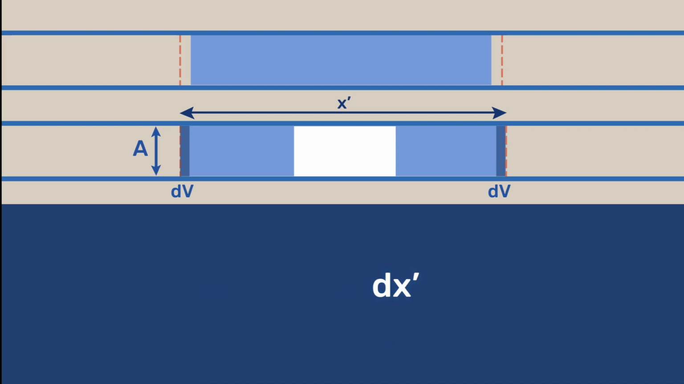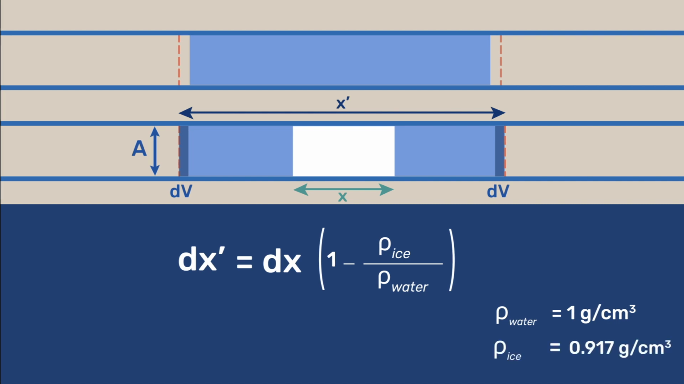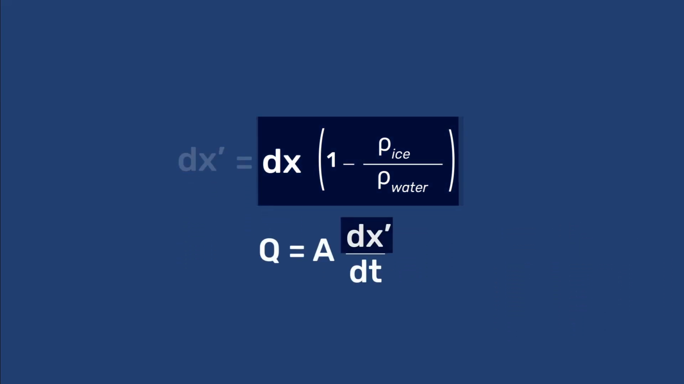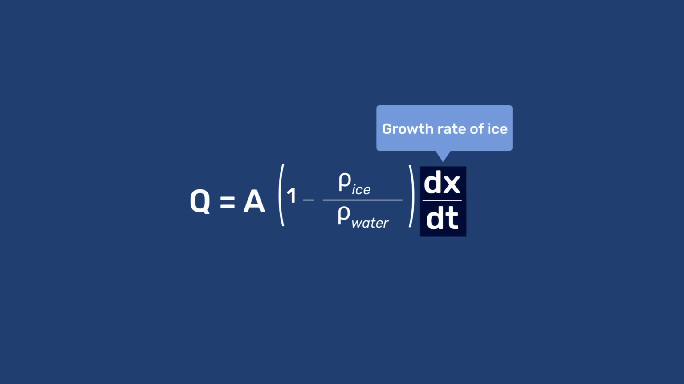The advancement of the waterfront, dx prime, can be written as the product between the extension of the crystal length dx and 1 minus the ratio between the densities of ice and water, where the density of water is 1 and the density of ice is 0.917 gram per centimeter cube. Substituting into the flow rate equation and rearranging, we get that Q is A times 1 minus the ratio of ice to water densities times dx over dt, where dx over dt is the unidirectional growth rate of ice.